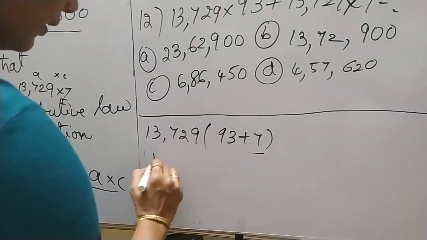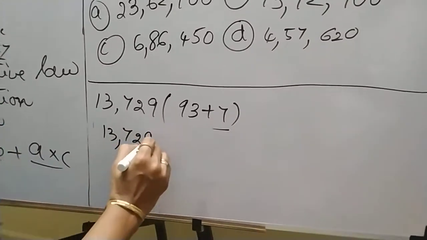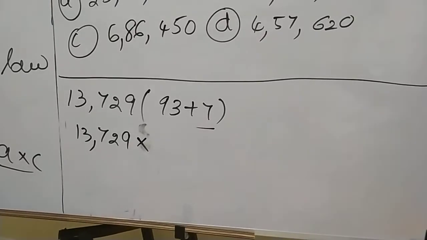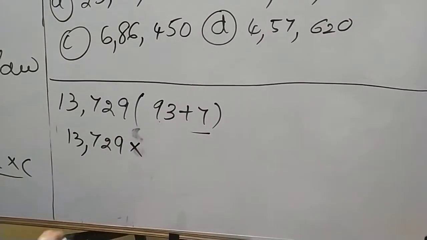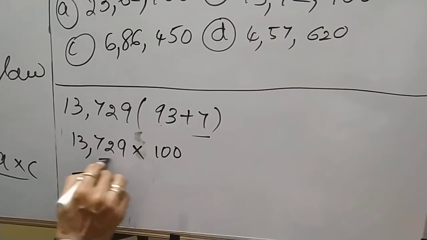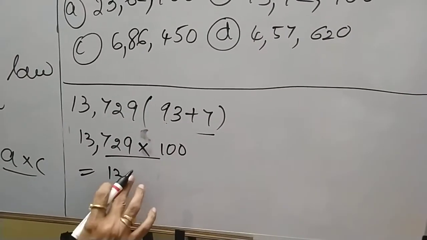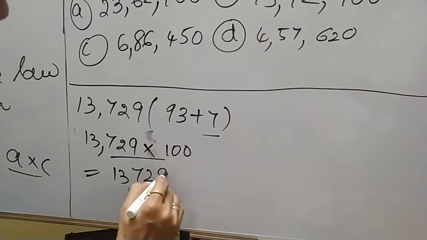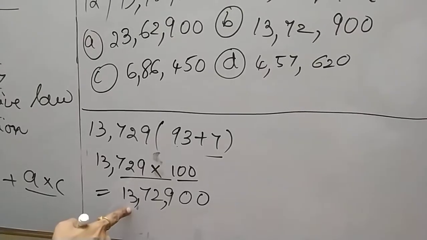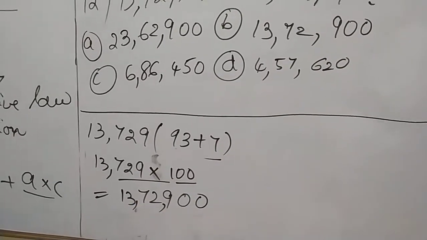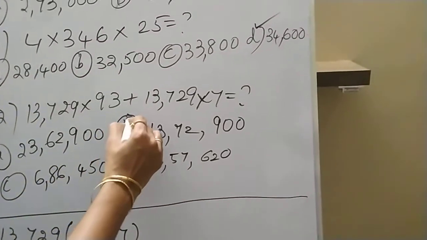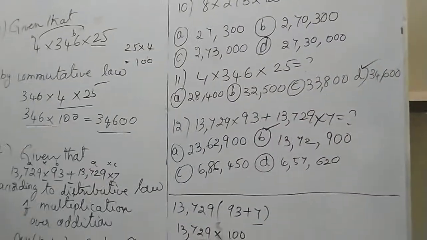Now see, 13,729 into bracket, 93 plus 7. How much? 100. Now see. One time 13,729, remaining 2 zeros. How much here? 13,72,900. This is your answer.